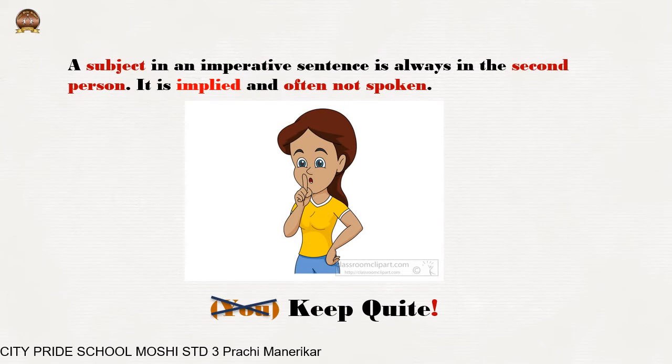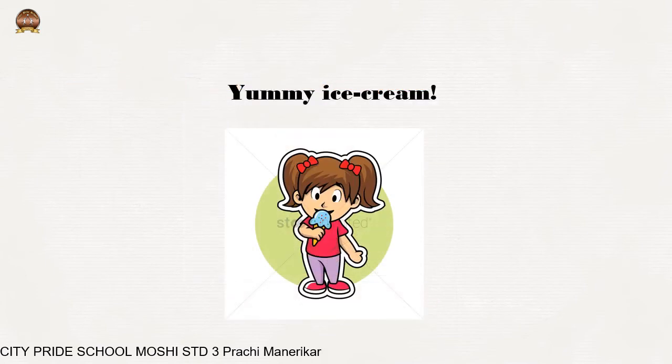And you can see you is silent here. It is implied but often not spoken. The subject in an imperative sentence is always in second person, that is you, and it is implied and often not spoken. Now, yummy ice cream. See?